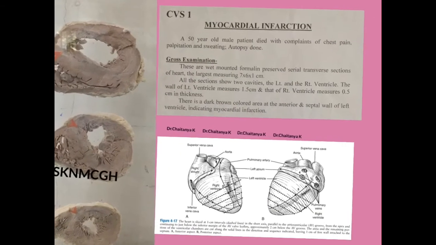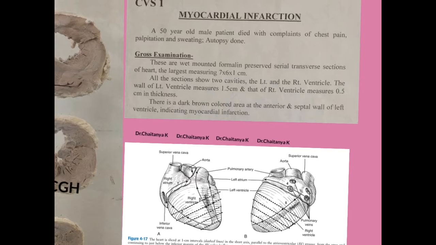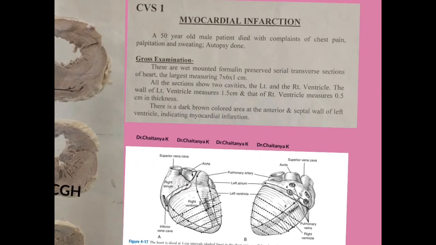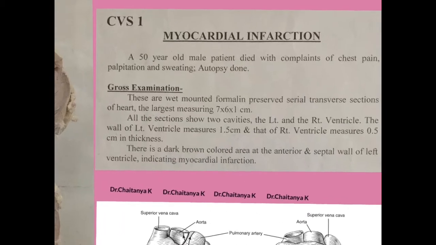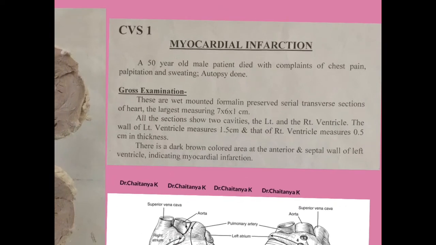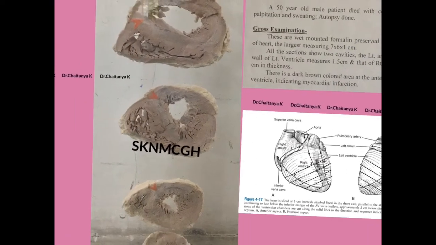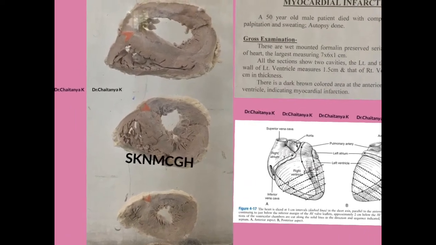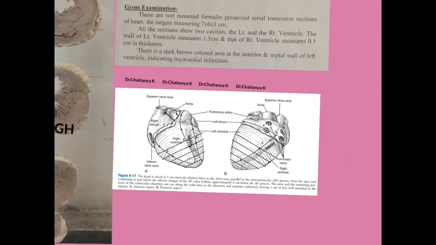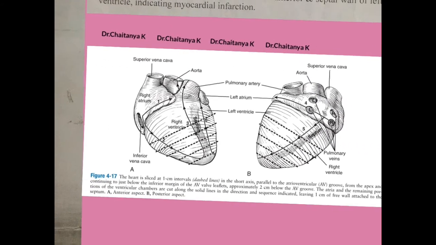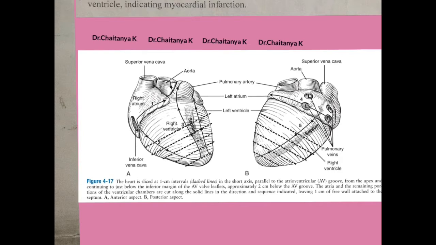Coming to today's practical, that is myocardial infarction. You have a specimen of a 50-year-old man who died due to chest complaints like palpitation and sweating, and autopsy has been done, and this is the gross specimen. Before going to the gross specimen, you should understand how these slices have come. This is another method of heart dissection in the examination, called the bread loaf or bread slice method.